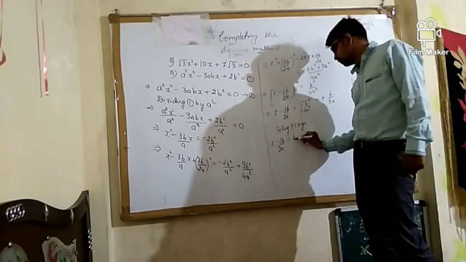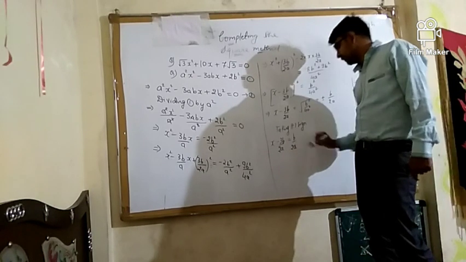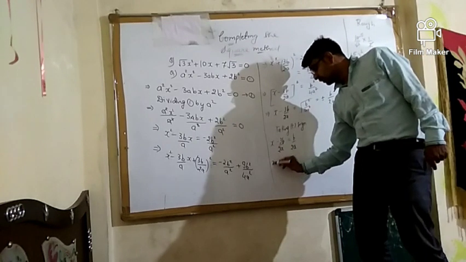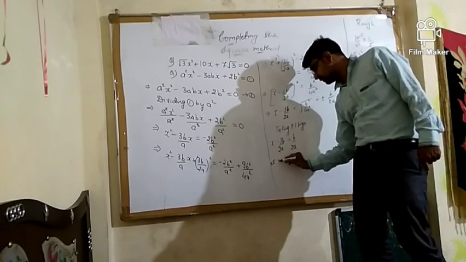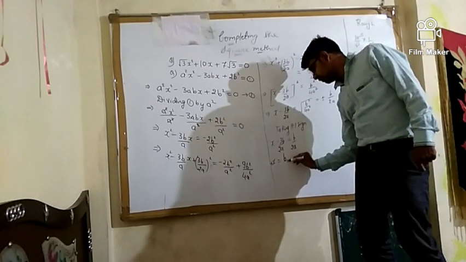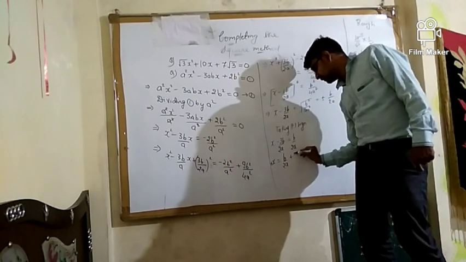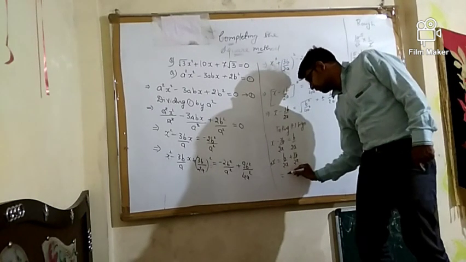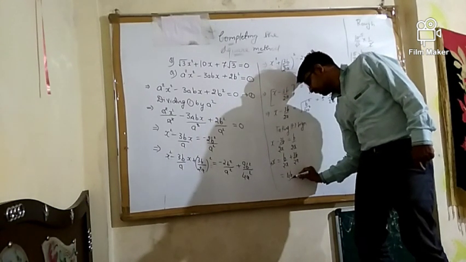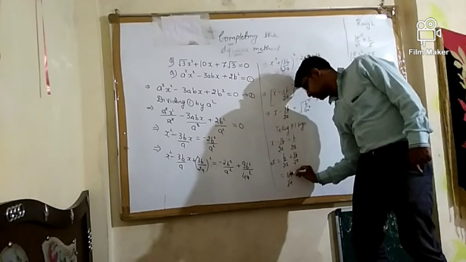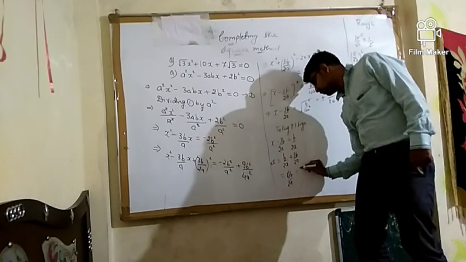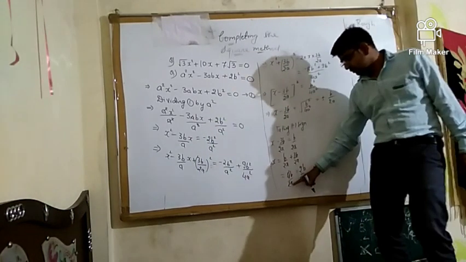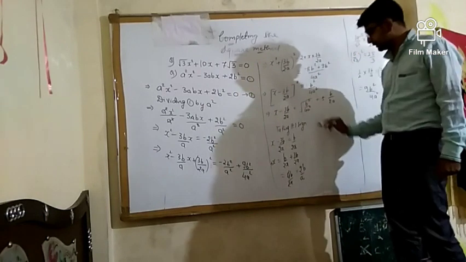equals b by 2a, positive. Just bring this to this side, what I will get, x is equal to b by 2a plus 3b upon 2a, which is equal to 4b by 2a. Answer. So the solution is 2b by a. The 2 and 4 get simplified.